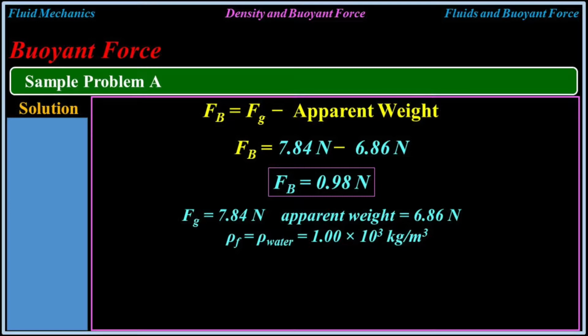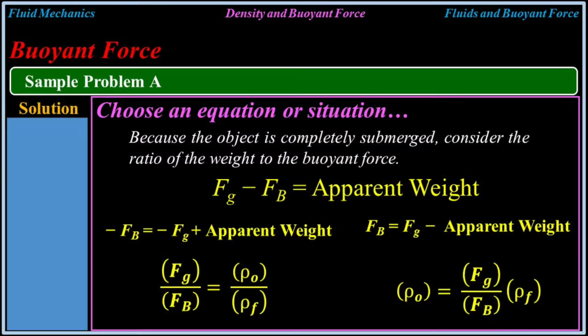Here is another shot at the givens for the data to solve the problem. Now here's another shot of the ratio of Fg over Fb, which equals rho naught over rho f. And you're going to solve for rho naught, the density of the object. So now we're going to plug in to that equation and solve for rho naught, the density of the crown.